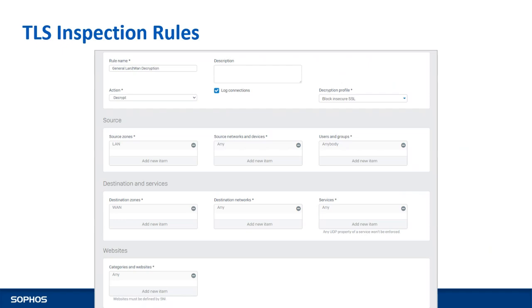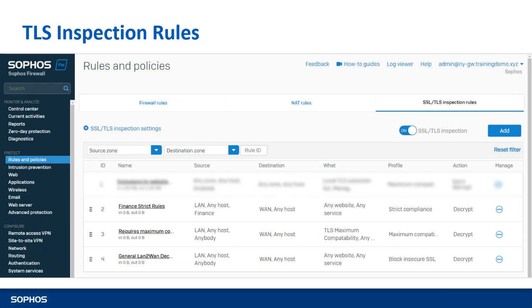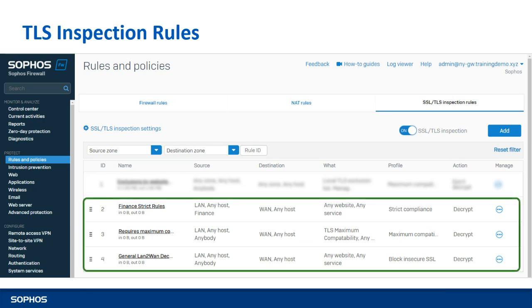The matching criteria for a TLS rule is the same as the firewall rules, but with the addition of being able to match on categories of websites. Here I have created rules as an example, which do the following. Apply restricted decryption for users in finance. Apply a more relaxed and compatible policy to specific domains that require it, and decrypt all other internal to external traffic and block insecure SSLs.